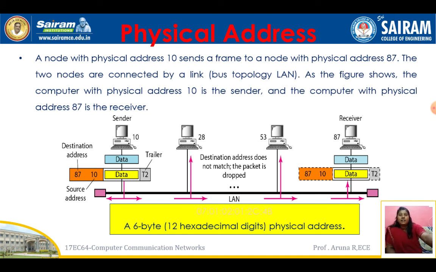So here you can see the physical address. In the data, you can see destination 87, source is 10. The numbers 87 and 10 are the system numbers in the LAN network. So this will be going with 87 and 10. That is the physical address of the system, used to send the information from the source to the destination with the data and the trailer.